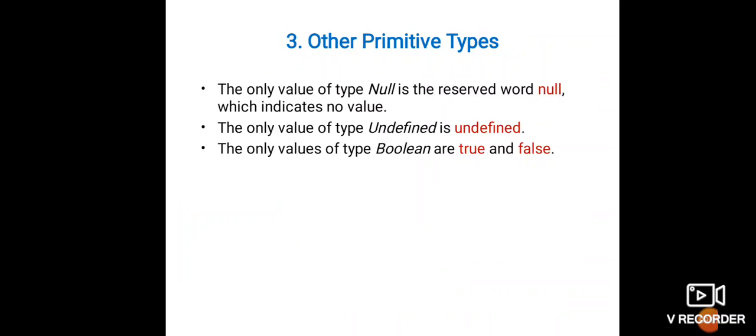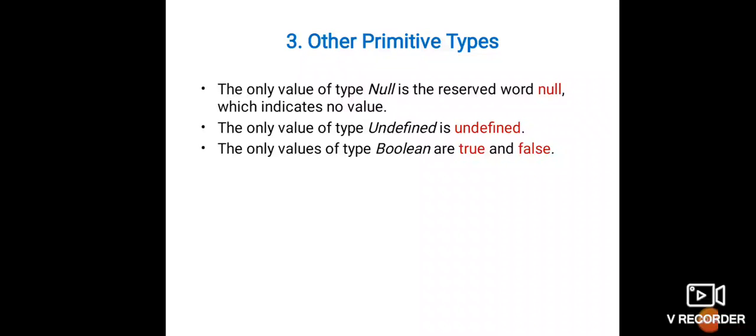Now the next point is other primitive types. There are different primitive types available: null, undefined, and Boolean. First we will see the null primitive type. The only value of type null is the reserved word null. It indicates no value. A variable is null if it has not been explicitly declared or assigned a value. If you are using null, it means we are not going to declare any value explicitly.